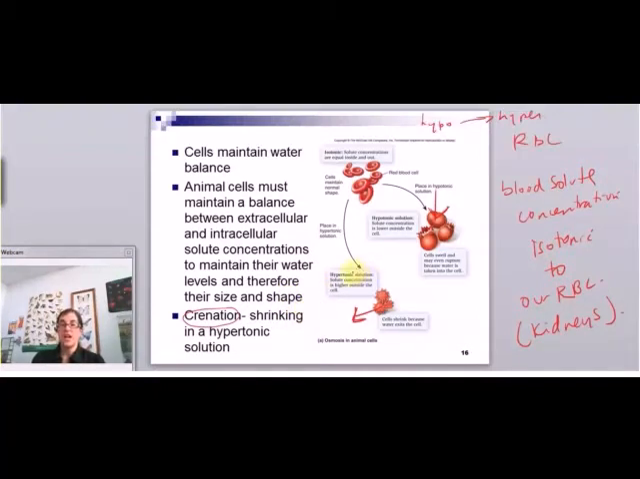So this is also the principle that happens in the cases of dehydration. So if you're dehydrated, you're tending towards hypertonic conditions. So your blood is too salty because you don't have enough water, and so water is flowing out of your cells, compounding the problem. So that would be dehydration.